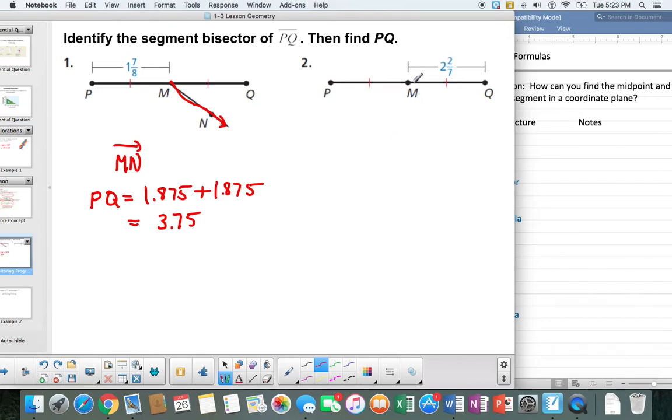All right, what is the segment bisector here? You can see the only thing that's going through the midpoint is a point, so the answer is point M. And PQ will be equal to 2 2/7 plus 2 2/7. I'm not going to change it to a decimal because I would be creating a repeating decimal. So the answer is 4 4/7.